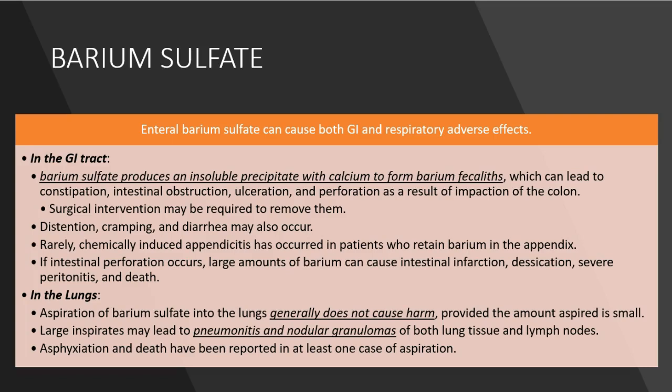So if we look at barium sulfate, enteral barium sulfate can cause both GI and respiratory adverse effects. In the GI tract, barium sulfate produces an insoluble precipitate with calcium to form barium fecaliths, which can lead to constipation, intestinal obstruction, ulceration, perforation as a result of the impacted colon. Surgical intervention may be required to remove them. So they turn into rocks within the colon.